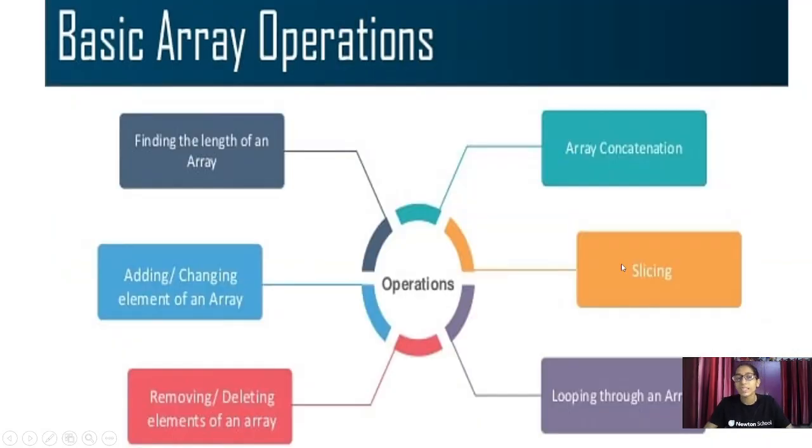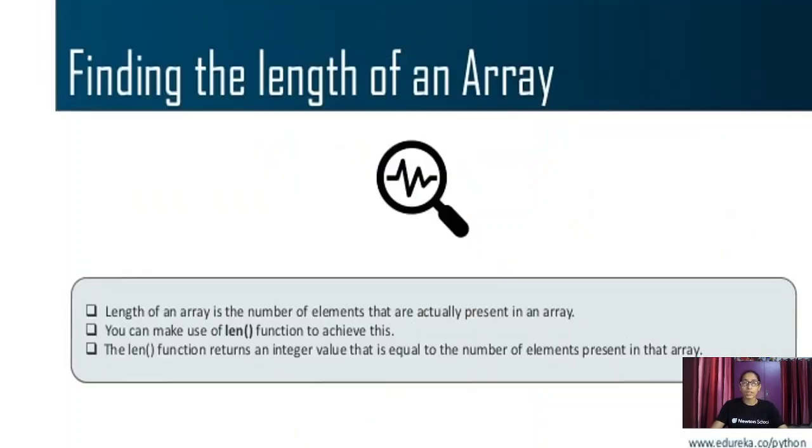Now, what are the basic array operations in Python? There are 6 array operations. First, finding the length of an array. Second, adding or changing an element of an array. Third, removing or deleting an element of an array. Fourth, array concatenation. Fifth, slicing. Sixth, looping through the array. These are all the basic array operations.